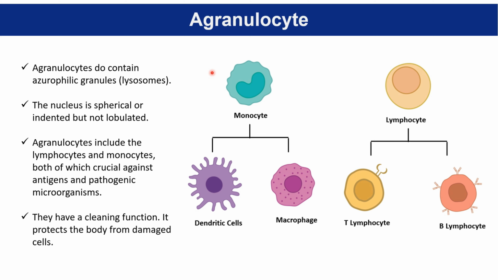Coming to the agranulocytes, they also contain a small quantity of granules, mostly lysosomes, and their nucleus is basically spherical and non-lobulated. The agranulocytes include the monocyte and lymphocyte. Both of them are very critical. Their action is very important against any antigen or pathogenic organisms. They also protect our body from different damaged cells.